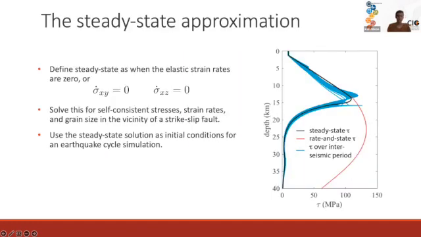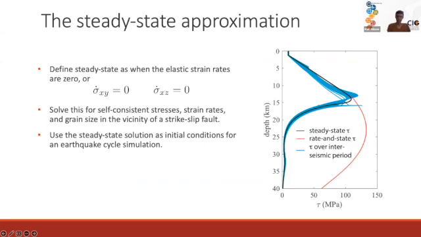I found it very fruitful for these models to analyze the steady state approximation of the system in which the earthquakes are neglected and the fault slips steadily at tectonic loading velocity. Effectively, this is like averaging over the effects of the earthquakes. So I define steady state as when the elastic strain rates and hence the time derivative of the stresses are equal to 0. I combine these equations with the momentum balance equation to solve for steady state distributions of stresses, viscous strains, viscous strain rates, and grain size in the vicinity of a strike slip fault.